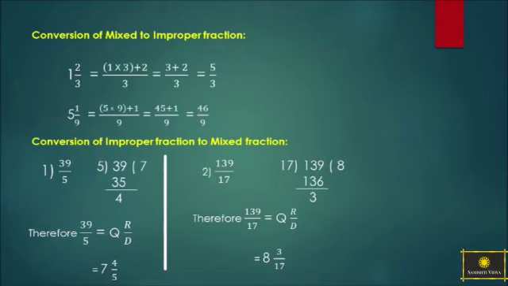The next question is 139 divided by 17. So we need to divide the numerator by the denominator, that is 17. So 17 will go 8 times in 139. The quotient is 8. We get a remainder of 3 and the divisor is 17. So the answer is 3 divided by 17. When we convert 139 by 17 into a mixed fraction, we get the answer as 8 3 by 17.